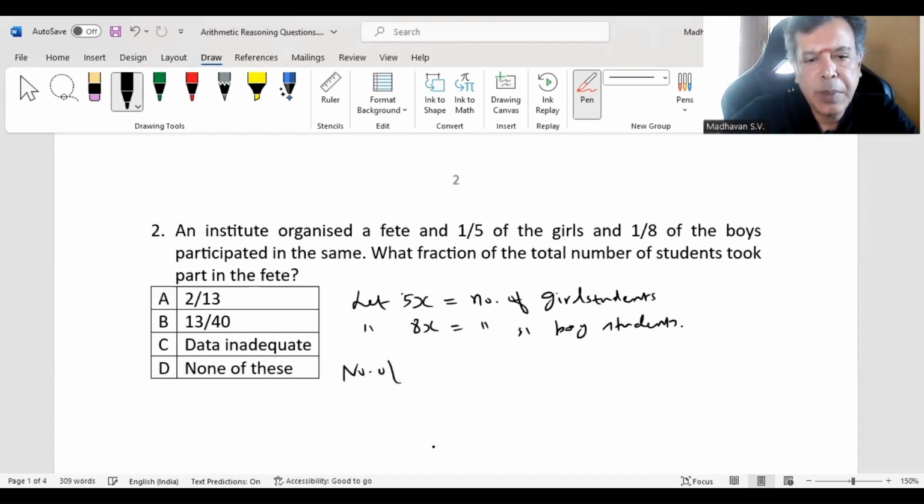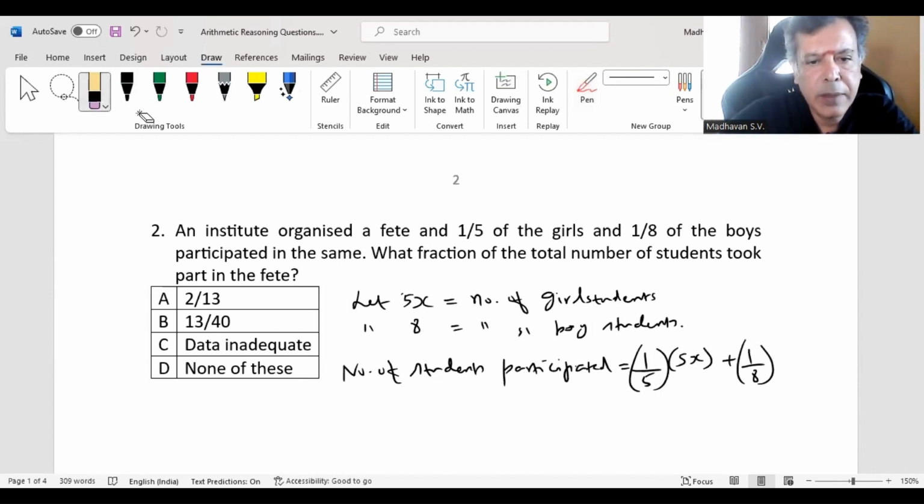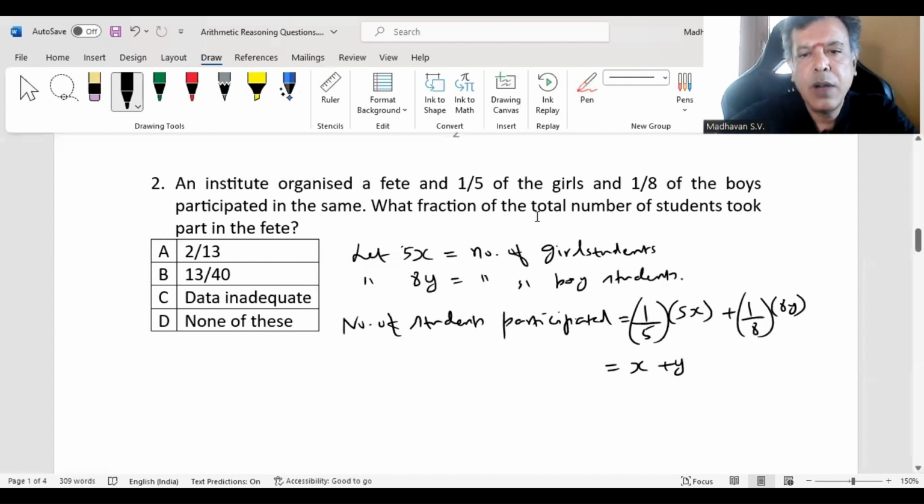The number of students participated is 1/5 of the girl students plus 1/8 of the boy students. Sorry, let me consider that as y. That means the total number of students participated will be x plus y. Now, what is it that we have to find? What fraction of the total number of students took part in the fete?